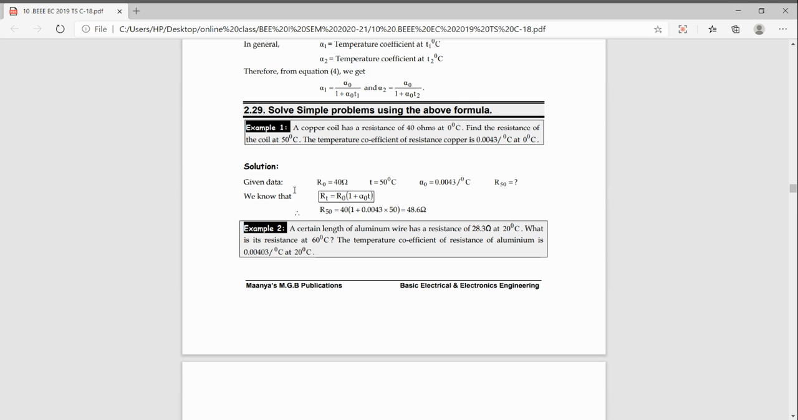We know the formula already, that RT is equal to R naught into 1 plus alpha naught into T. Directly substituting the given data, R50 is equal to 40 into 1 plus 0.0043 into 50, which is equal to 48.6 ohms. So the resistance at 50 degrees centigrade is 48.6 ohms.